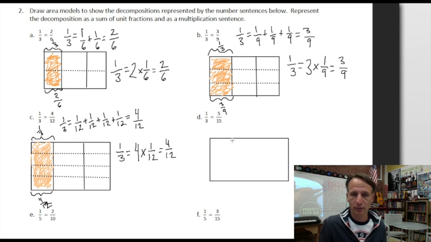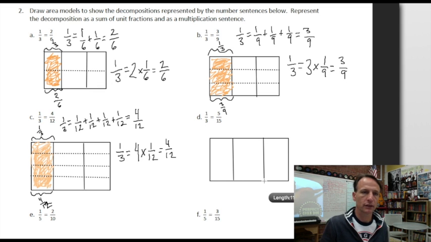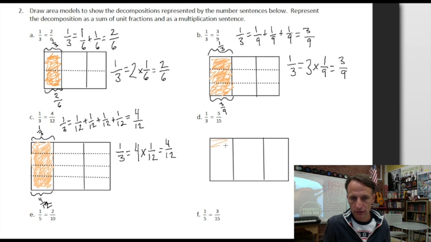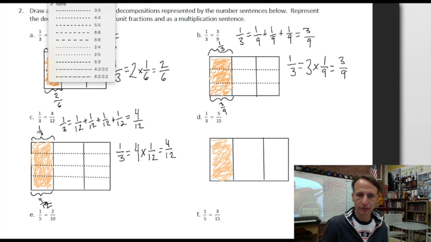All right, so let's start off by modeling 1/3. And I'm going to go now and get my orange pencil to shade in that 1/3. Good. Scribble, scribble, scribble. All right. And now I'm going to switch back to black, get the line. I'm going to draw a dashed line.